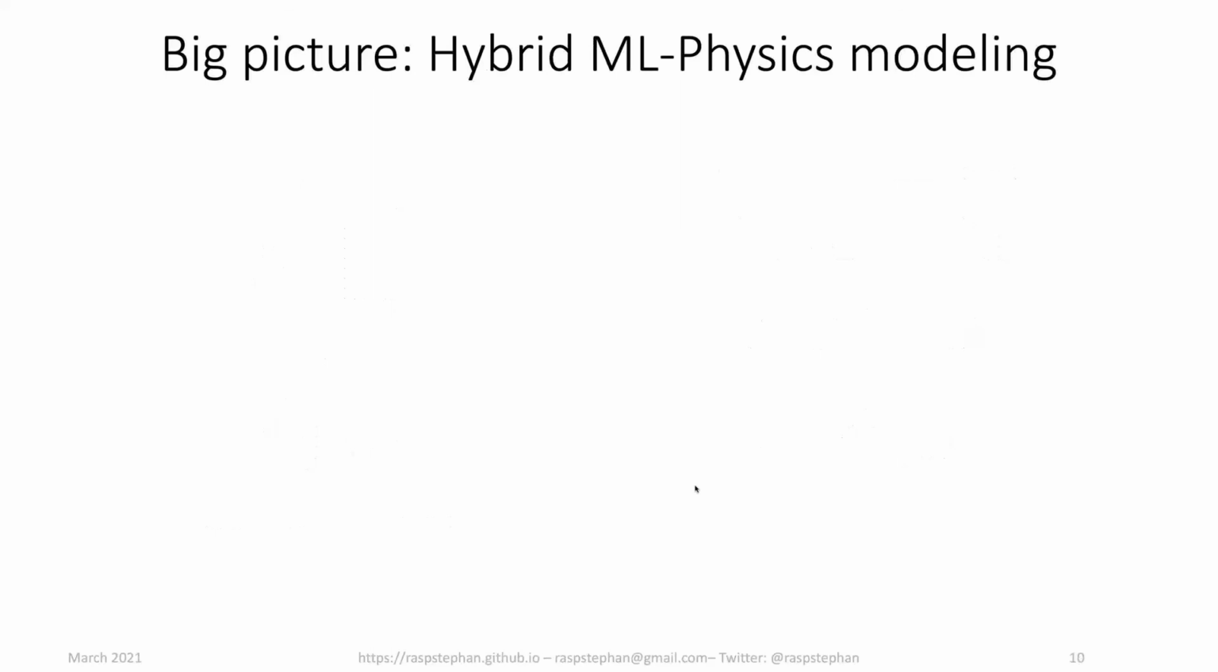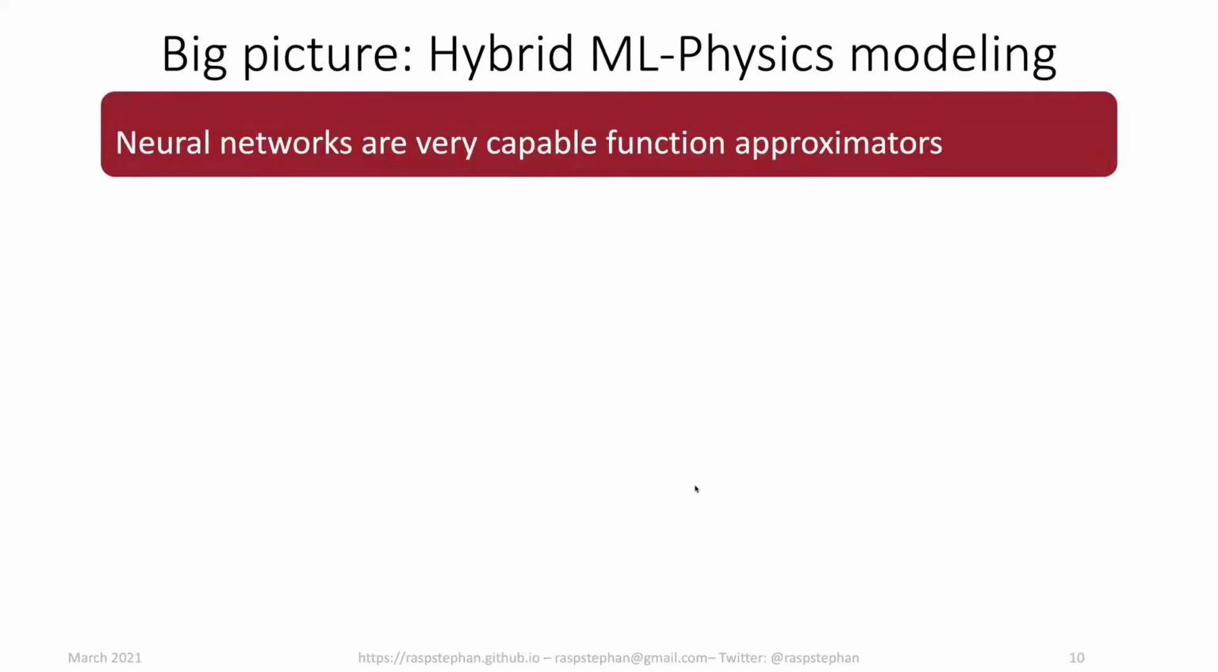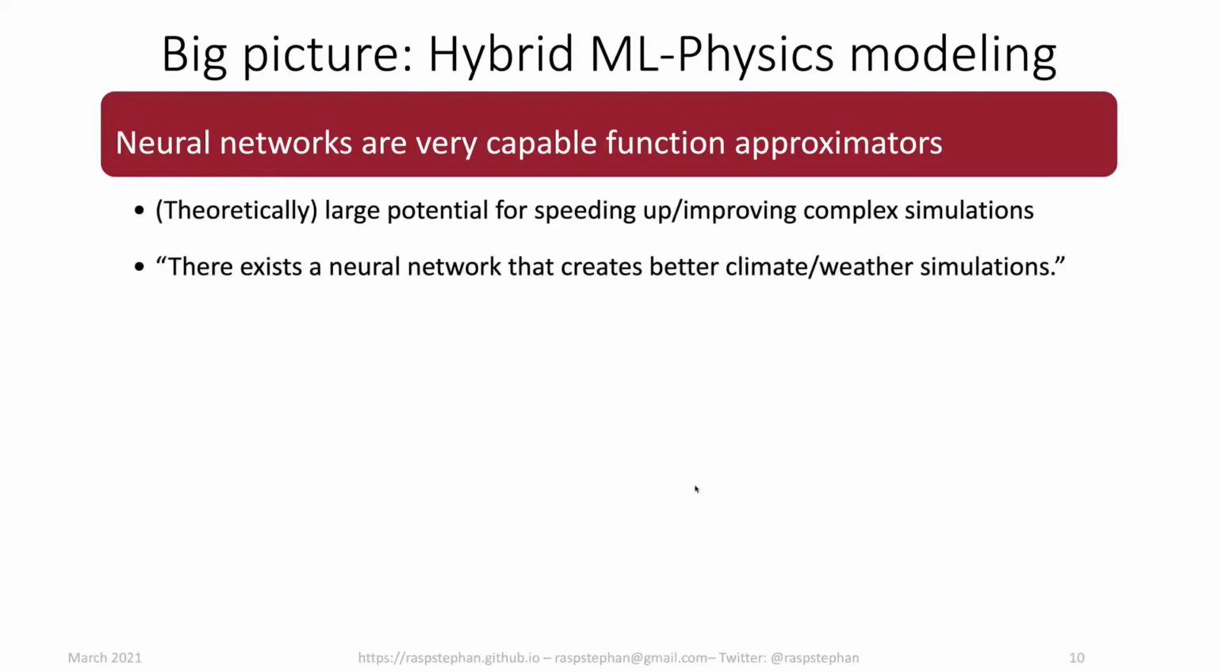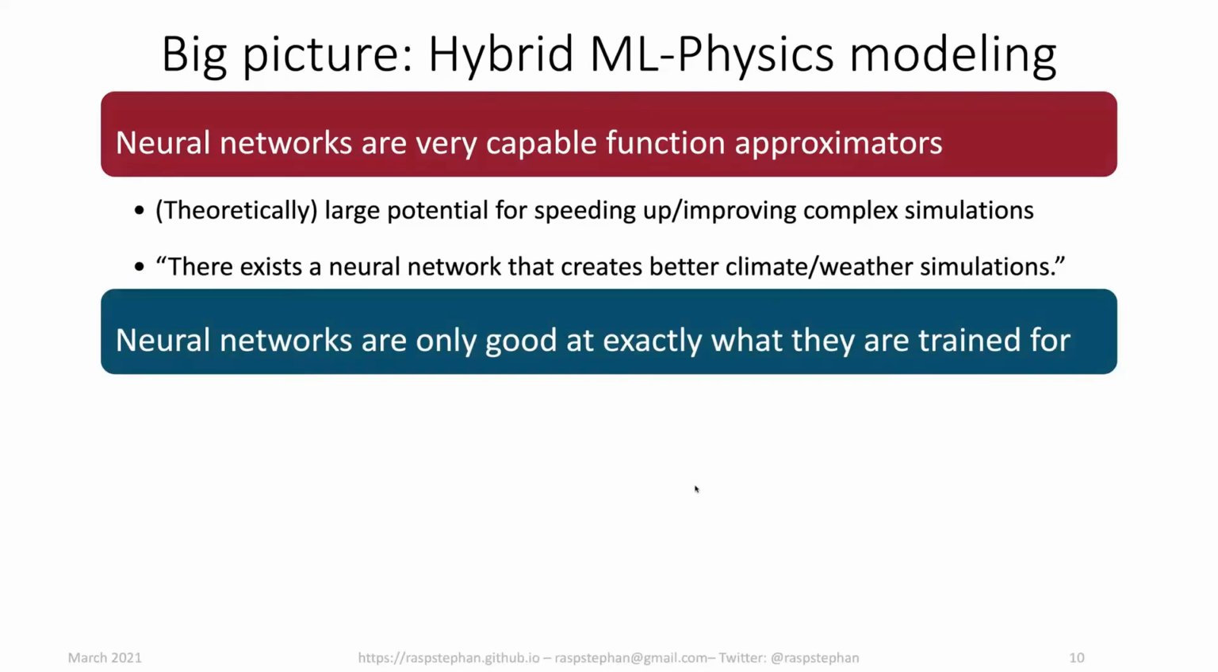Final slide. Big picture comments on hybrid machine learning physics modeling. So neural networks are very capable function approximators, which essentially means that theoretically there's a huge potential for speeding up or improving complex simulations. Now, there most likely exists a neural network that will create a better weather or climate simulation. The problem is just how do you find it? Because neural networks are only good at exactly what they're trained for. They can interpolate quite well, but they cannot extrapolate.